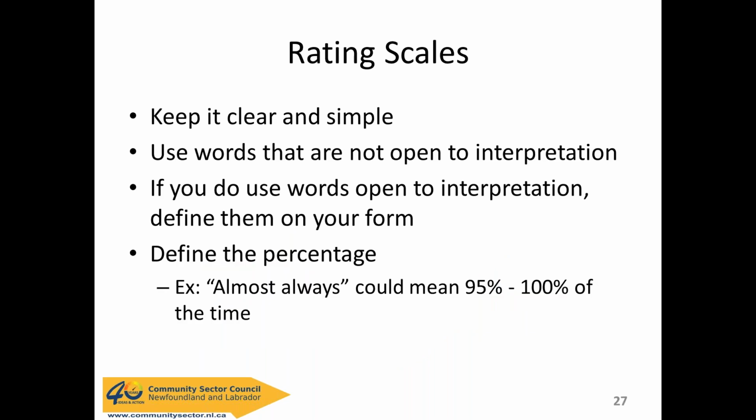Moving on to rating scales. So what you want to do with rating scales within your performance management document is keep it clear and simple. Use words that are not easily misinterpreted. If you do have words that can be easily misinterpreted, define those words. Ensure that there is no misinterpretation. For example, almost always can be misinterpreted. It will be helpful to determine what this means for your organization and define it. So you could say almost always is 95 to 100% of the time. Make sure it's clear.